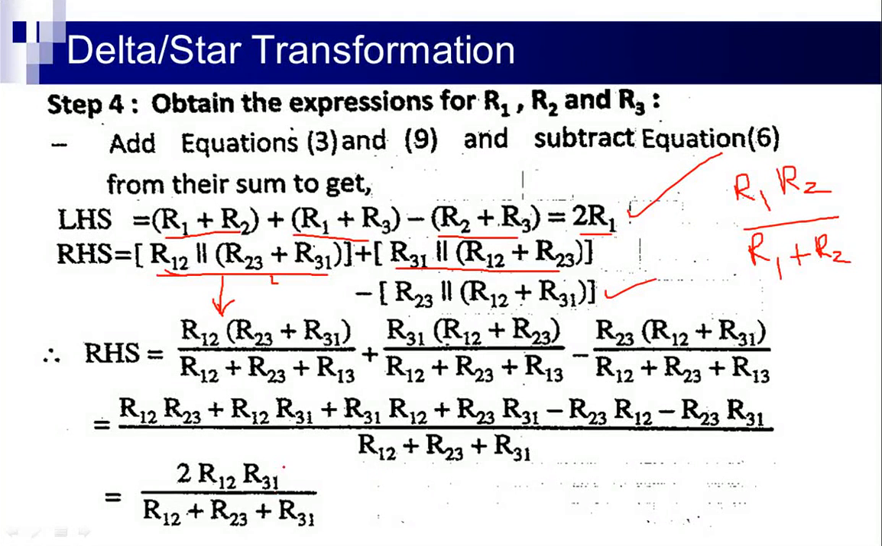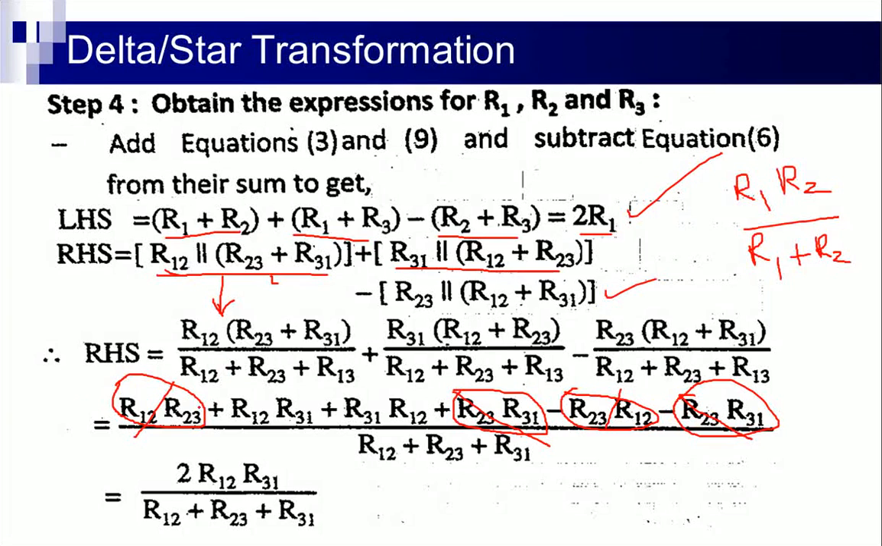Now see here, this R12 R23 term and this term, one is plus and one is minus, so both will cancel out. Similarly, see the term R23 R31, this term and this term, one is plus and another is minus, so this also will get cancelled.